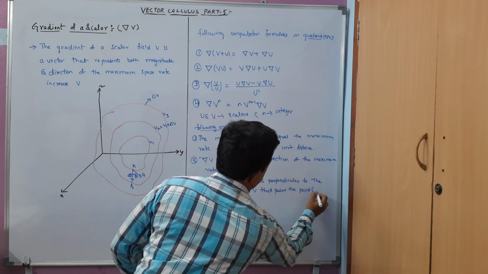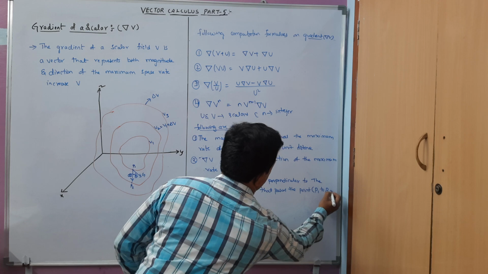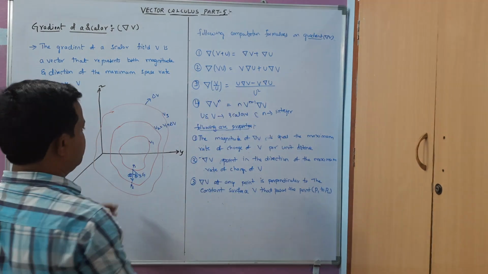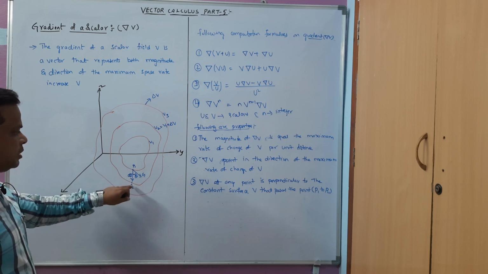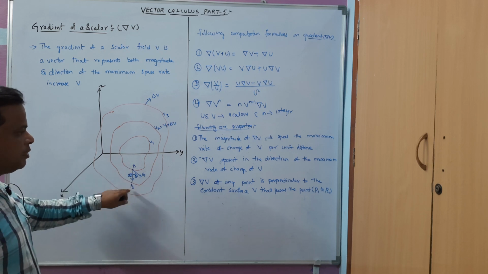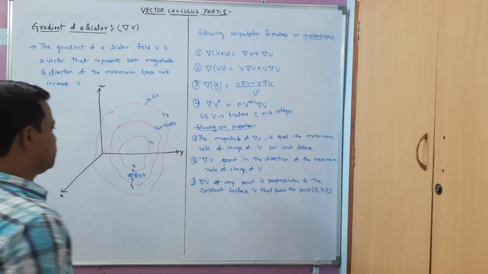So you can observe that from P1 to P2. You can observe this property from this diagram, that it is perpendicular to the surface. So here P1 to P2 it is making perpendicular.